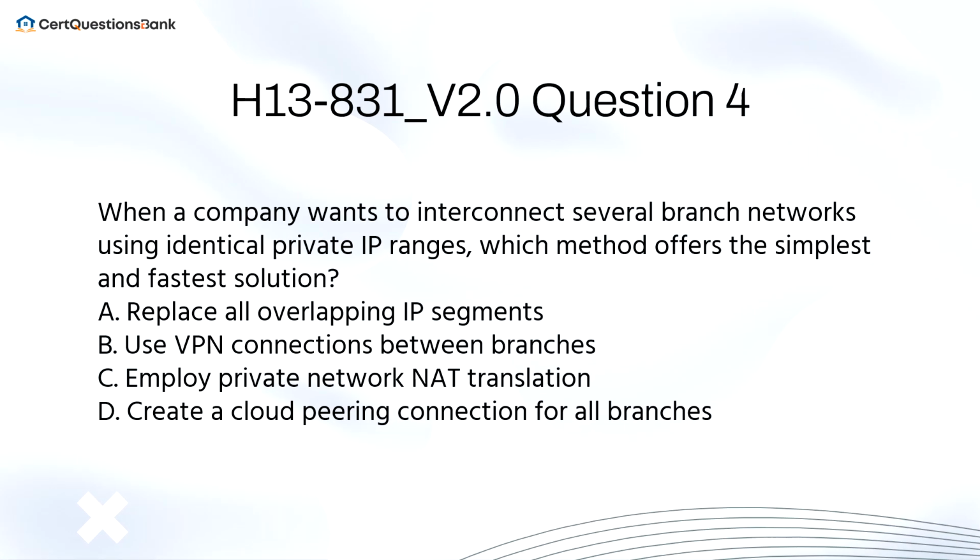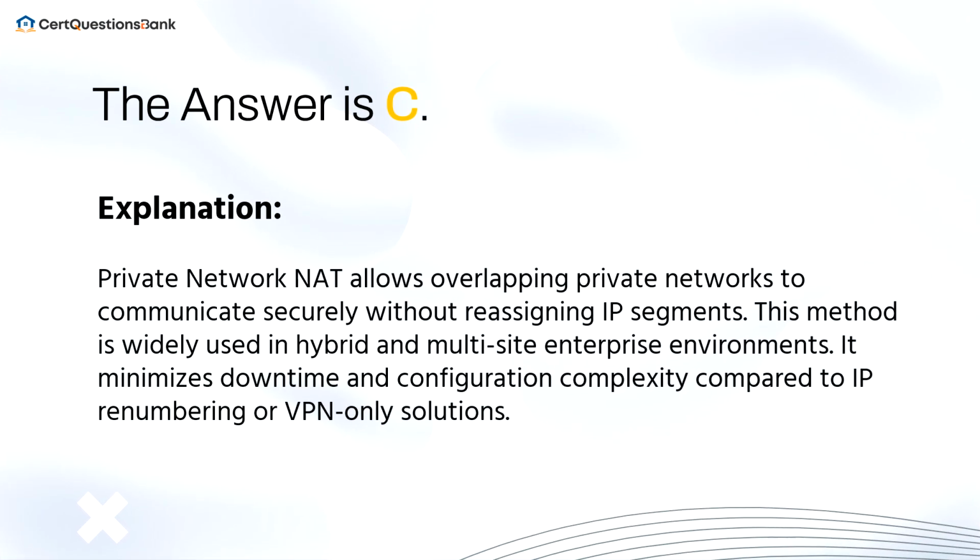When a company wants to interconnect several branch networks using identical private IP ranges, which method offers the simplest and fastest solution? A. Replace all overlapping IP segments. B. Use VPN connections between branches. C. Employ private network NAT translation. D. Create a cloud peering connection for all branches. The answer is C.